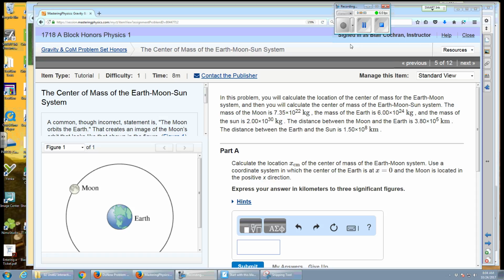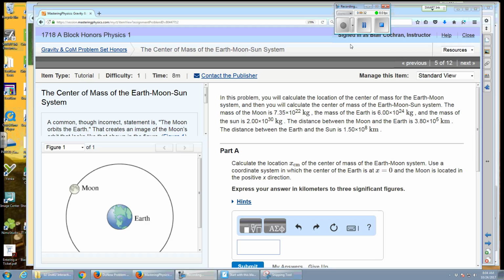Alright, so we're starting with number 5. In this problem, we're calculating the center of mass of the Earth Moon system, and then we're calculating the center of mass of the Earth Moon Sun system. The mass of the moon is, the mass of the Earth is, the mass of the sun is, distance between the sun and the moon is in kilometers. Right away I think I gotta change that to meters. Distance between the Earth and the sun is this in kilometers, and again I have to change that to meters.